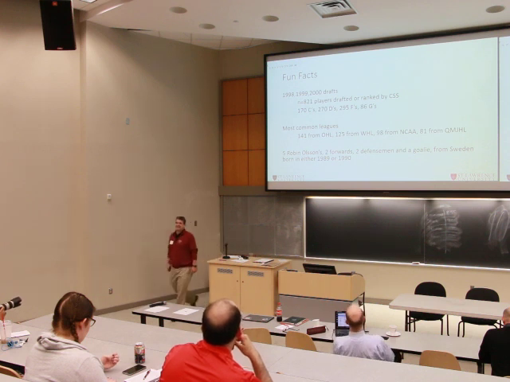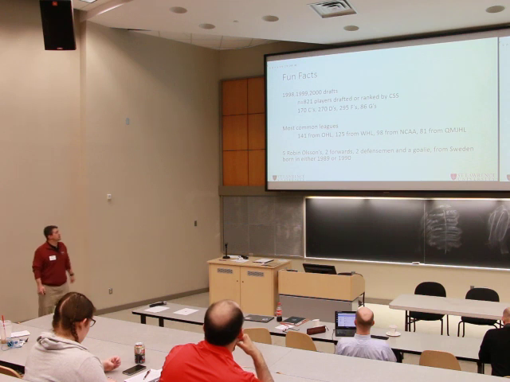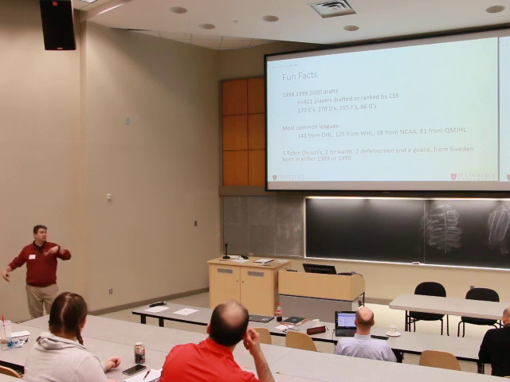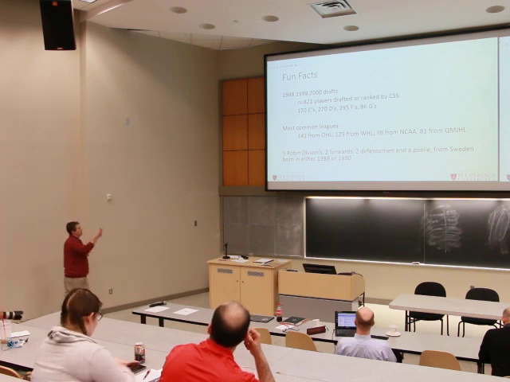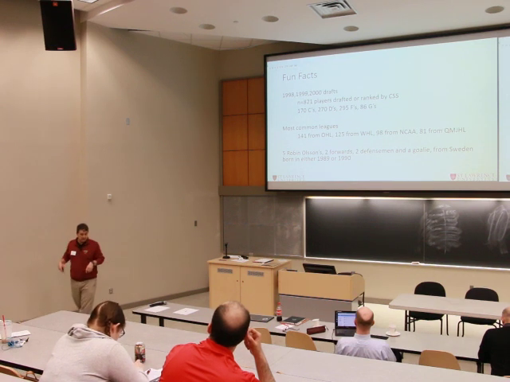Couple of fun facts there. So 821 players drafted or ranked by Central Scouting. So my pool of players I'm going to consider is either drafted or ranked by Central Scouting. Breakdowns by position there. Most common leagues, OHL, WHL, and NCAA.